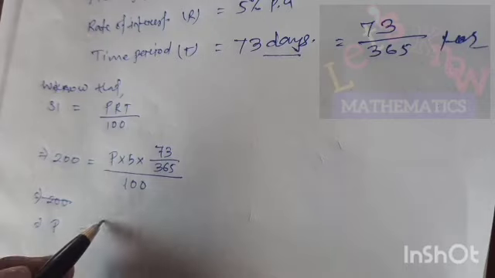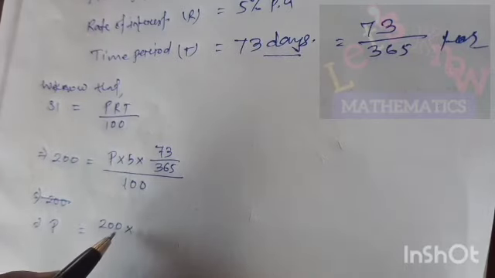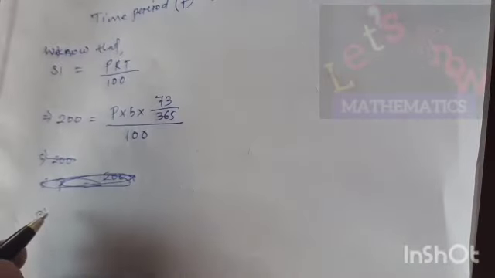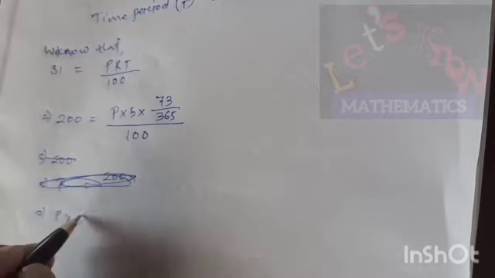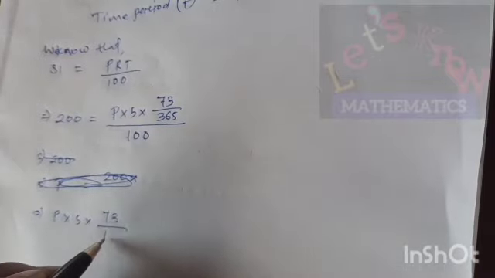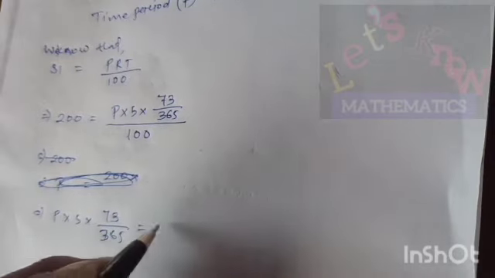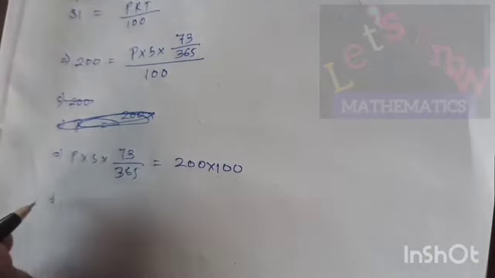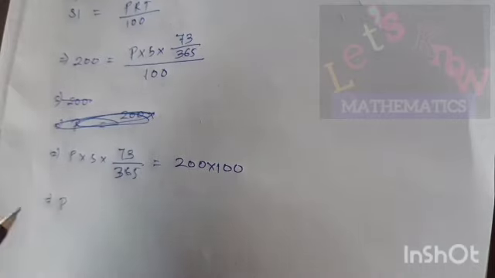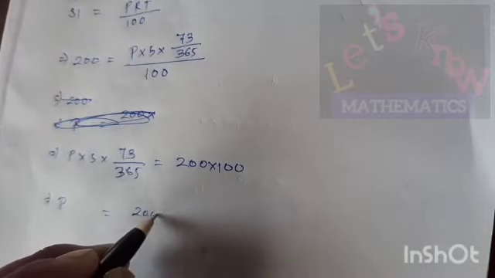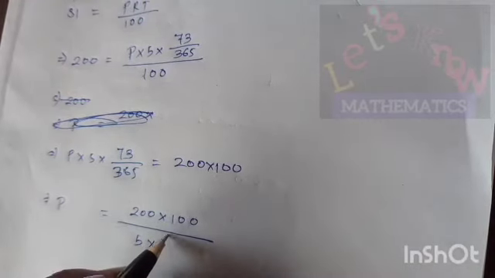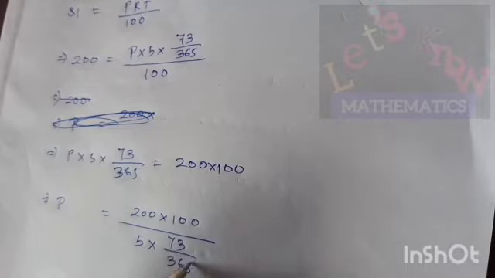So 200 into... now see, very easy. P into 5 into 73 by 365 is equal to 200 into 100. Is it? We did the cross multiplication, right? So from here we are going to find that the principal amount is equal to 200 into 100 divided by 5 into 73 by 365, right?